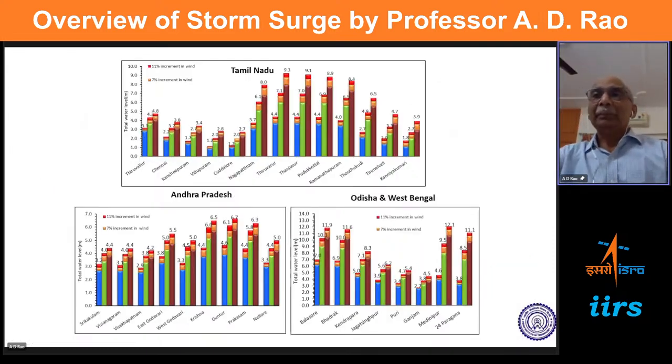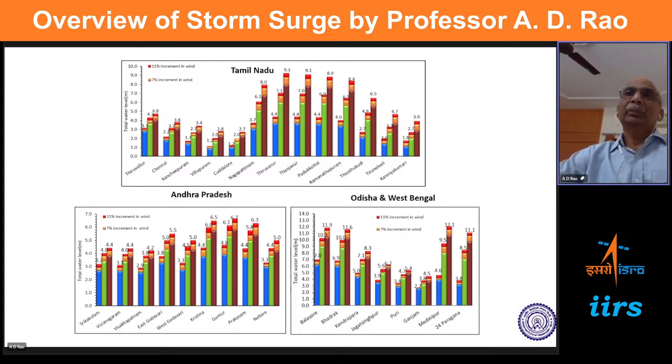Coming back to the climate scenario, I have projected a moderate climate scenario and an extreme climate scenario, by raising the wind stress, rather the cyclonic winds, by 7% and 11%. Then in a climate scenario, how each coastal district is being affected. I don't want to go into the details, but very important, there are some districts more vulnerable in the warming scenario. You can see these results more carefully and analyze. One can do that.